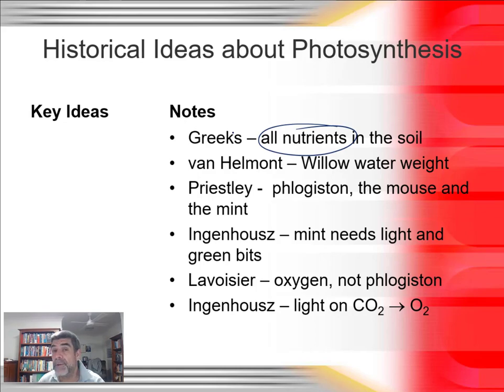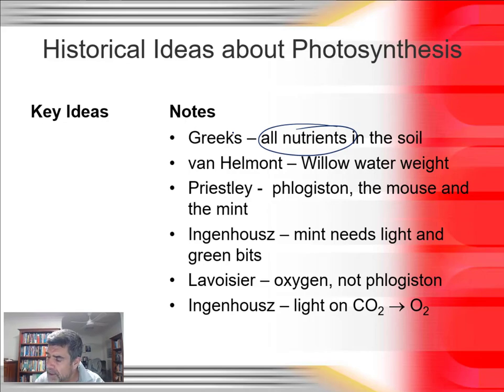Later on, Van Helmont's experiments showed that if a willow tree, which was what was used, a small little sapling, was weighed and placed in a pot, and the amount of soil in the pot was also weighed, and then all that happened during the course of the experiment was that the plant was watered. So we know when we water a plant, it all falls into the soil.